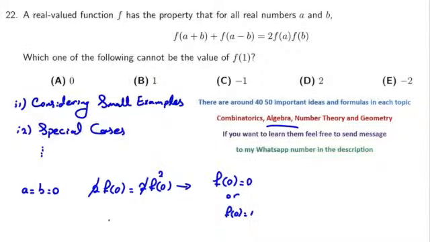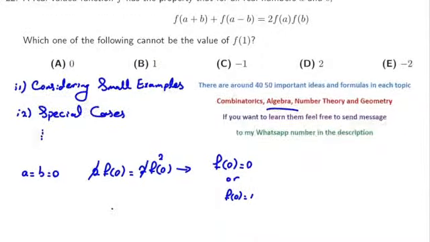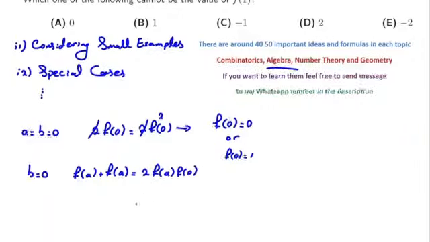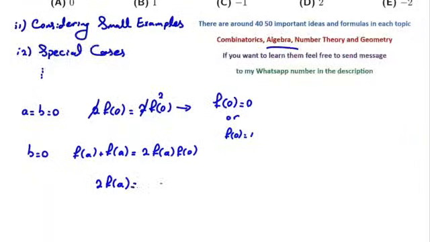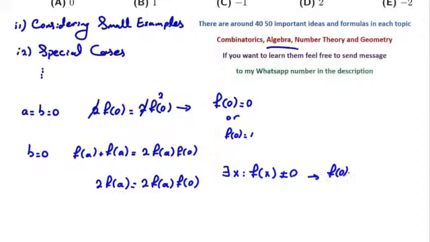So let's check. If we consider only b equals 0, then f of a plus f of a equals 2f of a times f of 0. Now, 2f of a equals 2f of a times f of 0. If there exists x such that f of x is not 0, then you can consider that x equals a, and then f of 0 will be 1. Otherwise, for all x's, f of x should be 0. So we've concluded a better result.